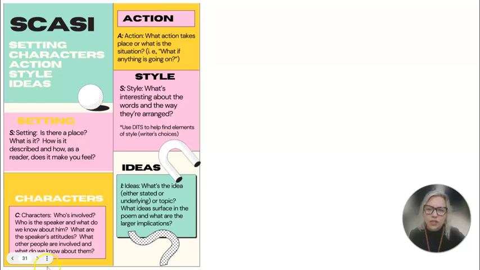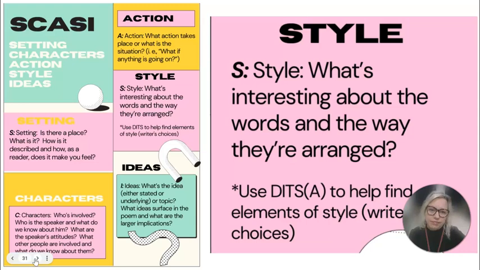In lesson 1, we talked about setting, characters, action, and ideas. Now we're going to get into the harder stuff. I'm sorry if you felt like the earlier stuff was harder. But this is a little bit harder because now we're getting into the analysis and evaluation of language. And so the second S stands for style. What's interesting about the words and the way they're arranged? We're going to look specifically, and really only in this lesson, at imagery. Okay?